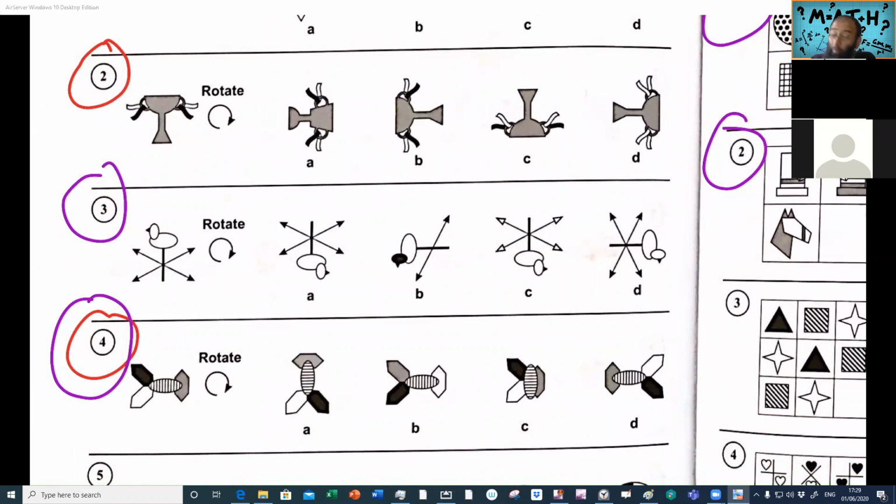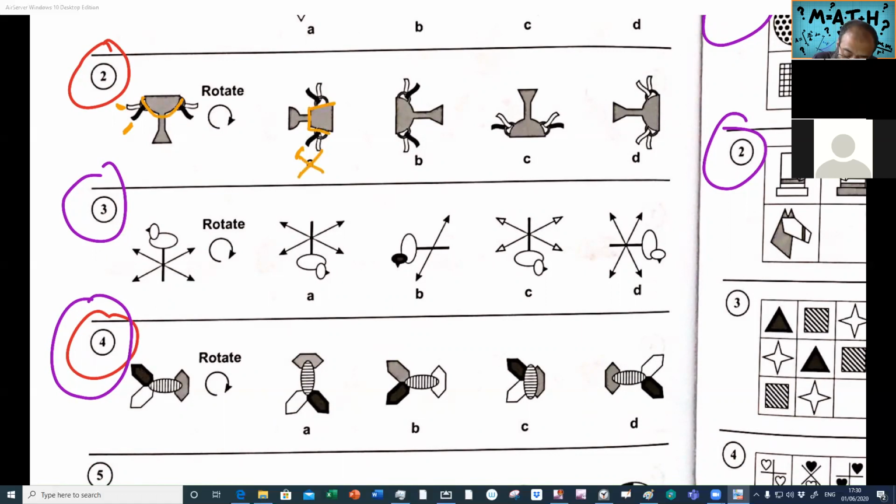Okay, question number 2. If we turn the shape around, remember the black ribbons on the bottom, the white ones on top. So you can't have them the other way around. So A looks good, but it's the wrong shape cup. The cup is like a round cup. This one's a straight cup, so that's wrong.